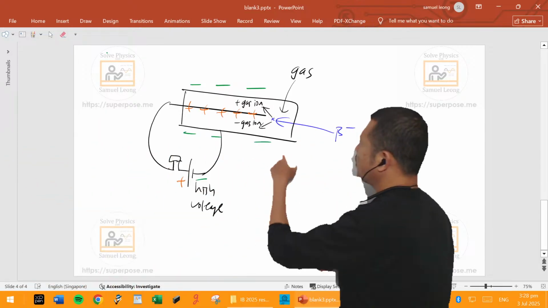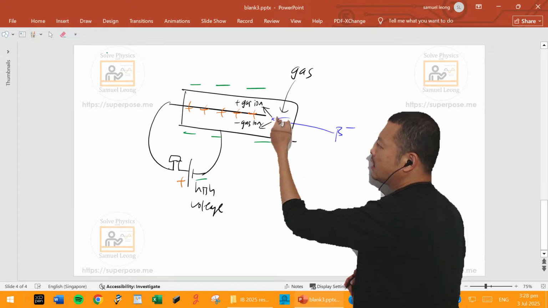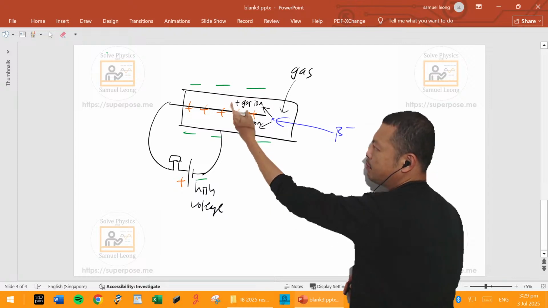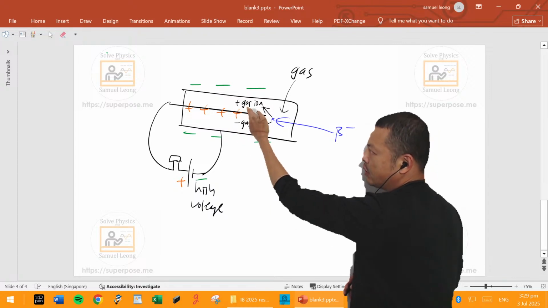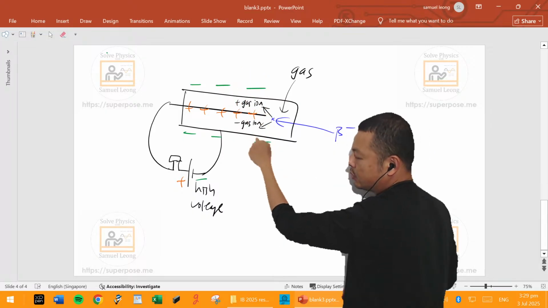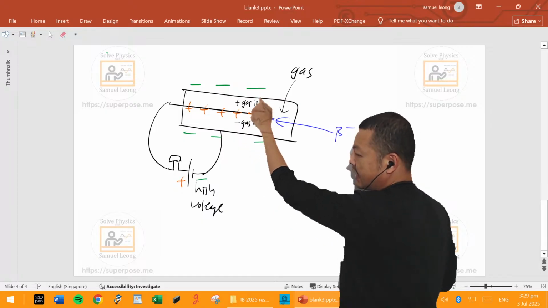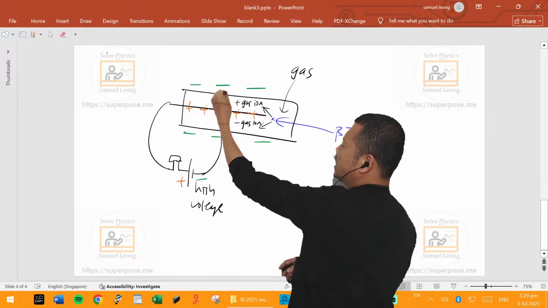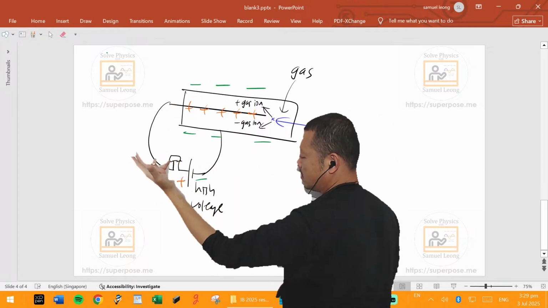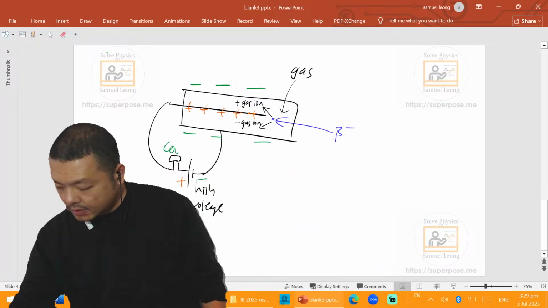So the question is, once the gas ion is formed from the decay particle colliding into it, where does the negative gas ion go? It will go to the positive electrode. Where does the positive gas ion go? It will go to the negative electrode. Once they touch the electrodes, current will flow, and once the current flows, the clicker will click. So it will make a count. This is where the count happens.